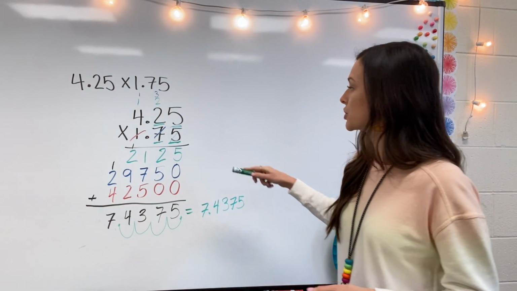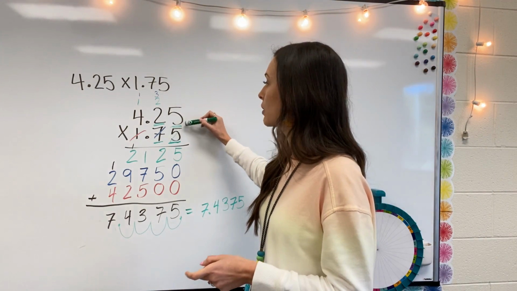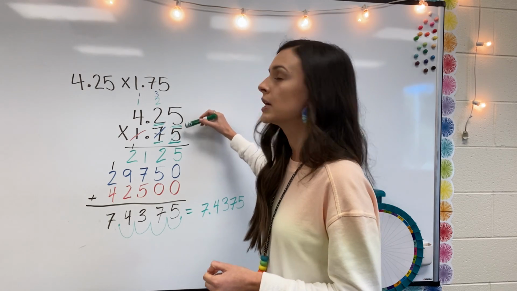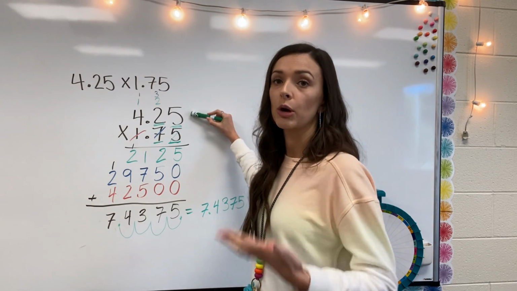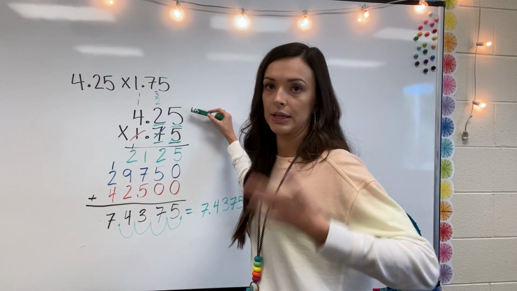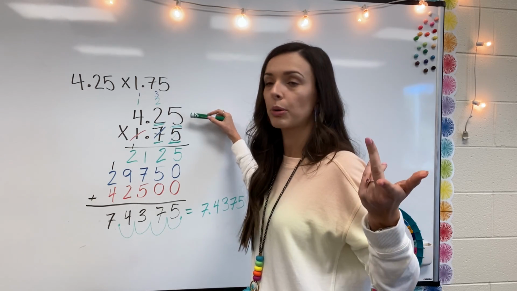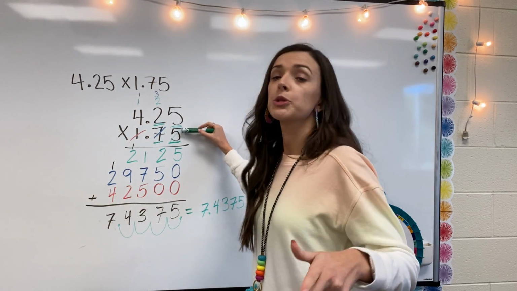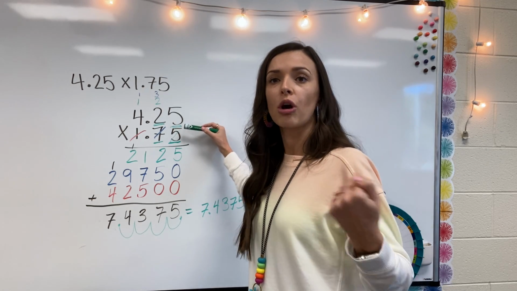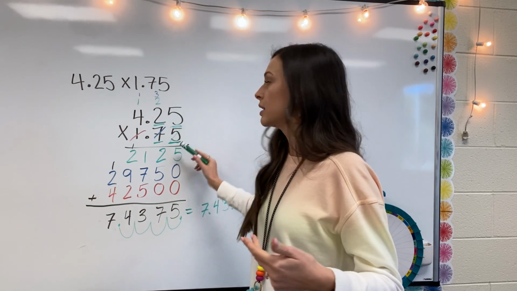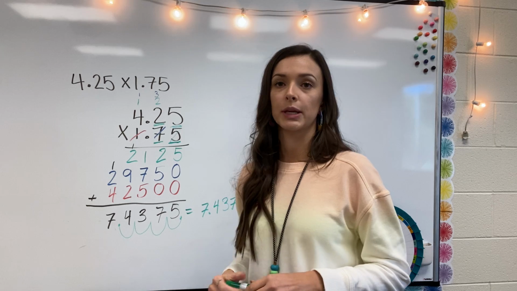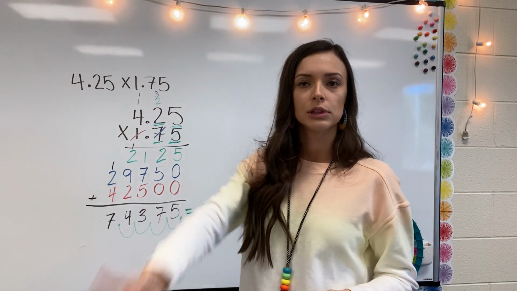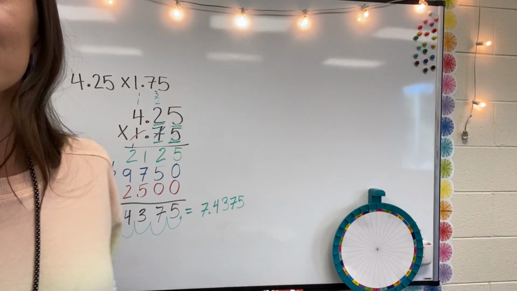So pay close attention to when I counted my places behind the decimals. I did the top number as we always have as we've been doing in our last couple of problems. However, when you're multiplying a decimal by a decimal, you need to also include that second decimal when you're counting those places as well. Okay, that's it for today.